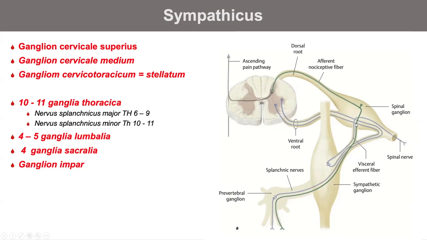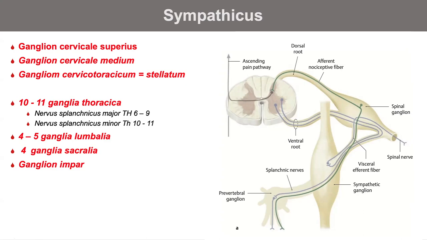They enter the spinal nerve through the white communicating branch, and they synapse inside the spinal ganglion or dorsal root ganglion as pseudo-unipolar cells. Then via the dorsal root, this afferent nociceptive fiber enters the dorsal horn. And then in the central nervous system, the pathway of the pain goes to the contralateral part, and goes to the central nervous system for the perception of the pain.